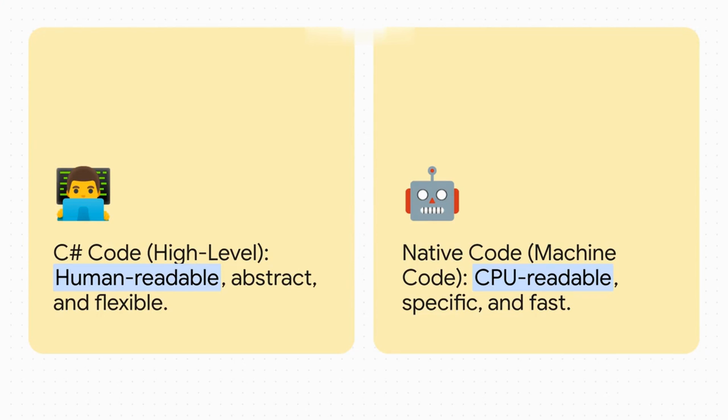On one side, you've got our C# code. It's abstract, it's flexible, it lets us express these really complex ideas. But on the other side, you have native code, or machine code. And that is the only thing the CPU understands. It's just ones and zeros, totally unreadable to us, but super specific and incredibly fast for the hardware. So how in the world do we bridge this massive gap?